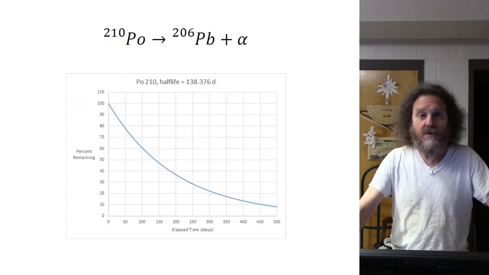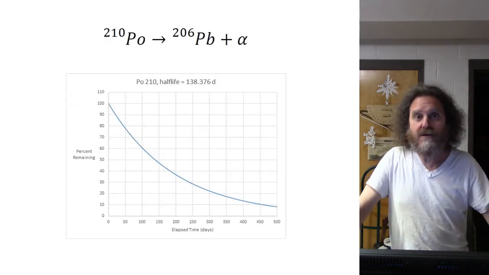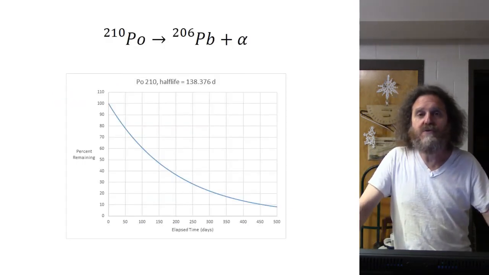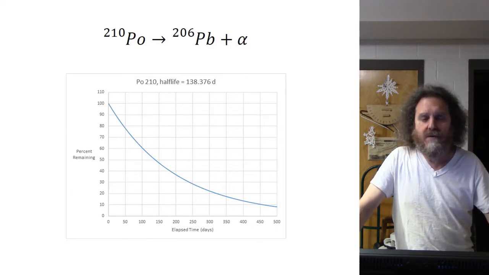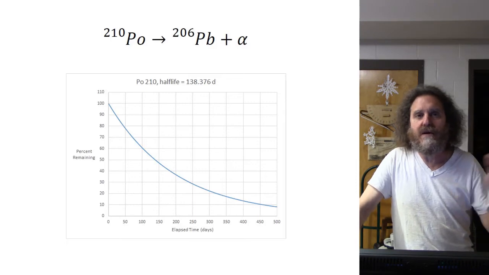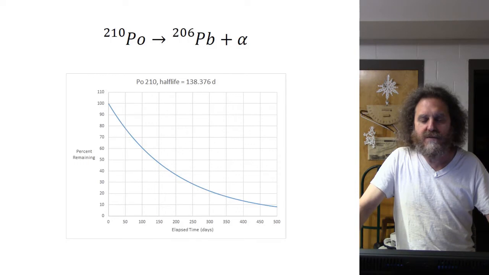And of course, another example is radioactive decay. Polonium-210, for example, is a radioisotope of the element polonium. It decays into lead-206 by what's called alpha decay. It spits out what's called an alpha particle, 2 protons and 2 neutrons. And it does so with a half-life of 138.376 days.